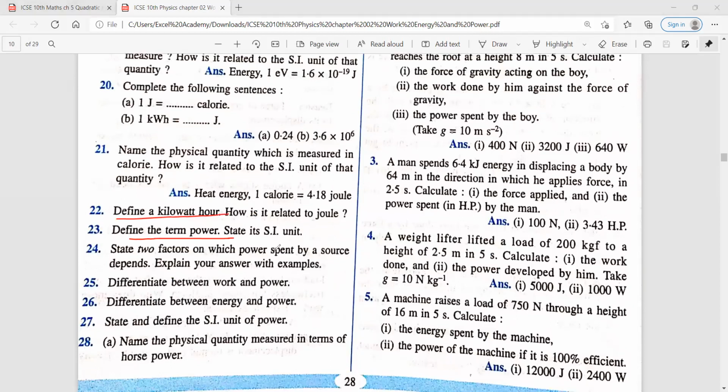Define power: the rate at which work is done, okay, or energy is produced. State 2 factors on which power spent by a source depends. कुठले 2 factors आहेत ज्याच्यावर power spent by a source depends.